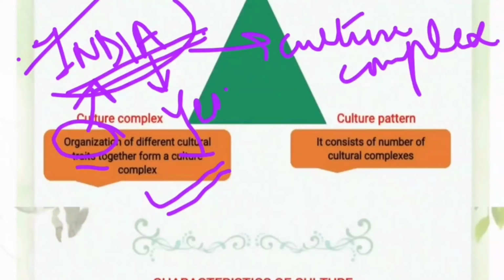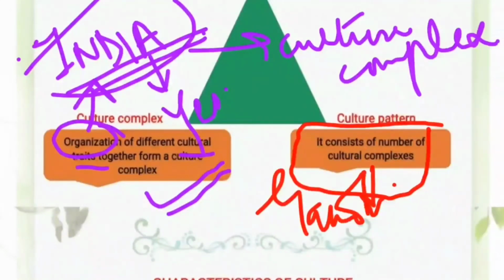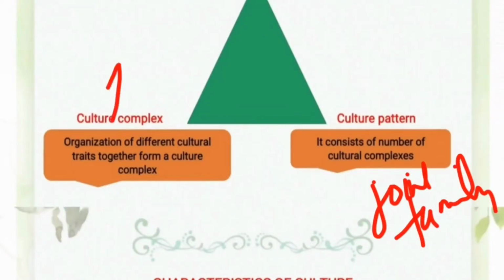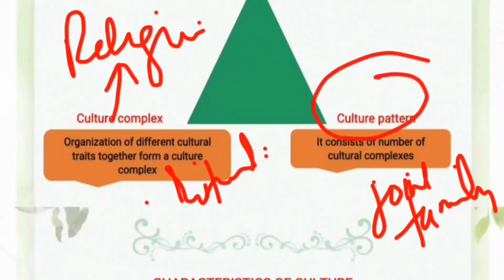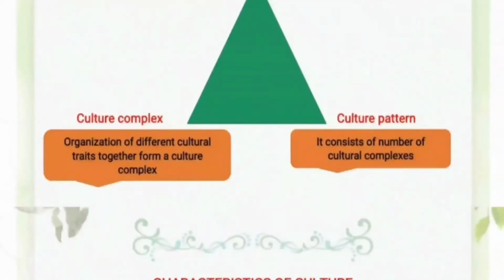Moving towards the culture pattern. When we have different culture complexes, a number of culture complexes living together, they form the culture patterns. So for example, Gandhism is an Indian culture pattern. Or we have the joint family system, that is also a culture pattern. This includes the religion aspect, like different rituals, which are the culture complex. But in the culture patterns, we have the joint family system and the caste system. That is also part of the culture pattern that has been practiced in India.